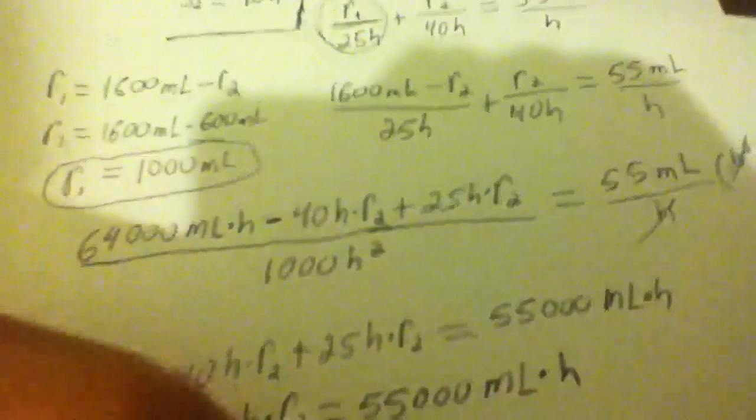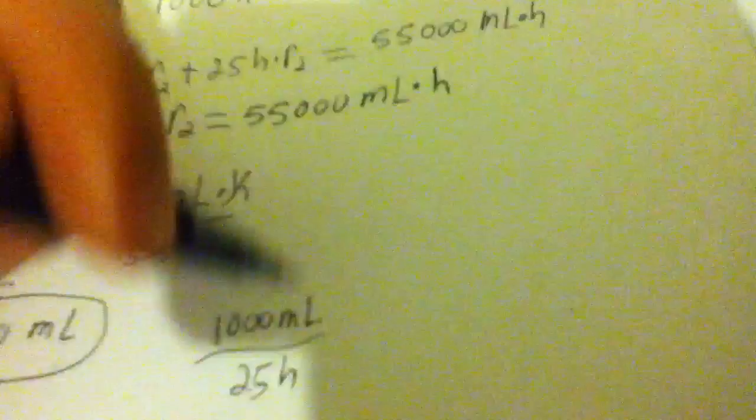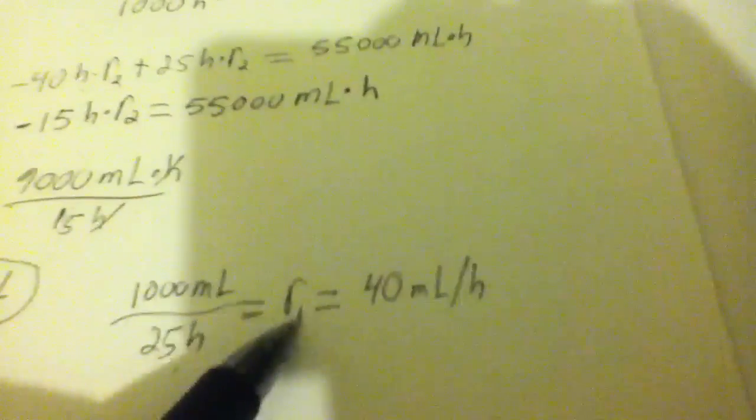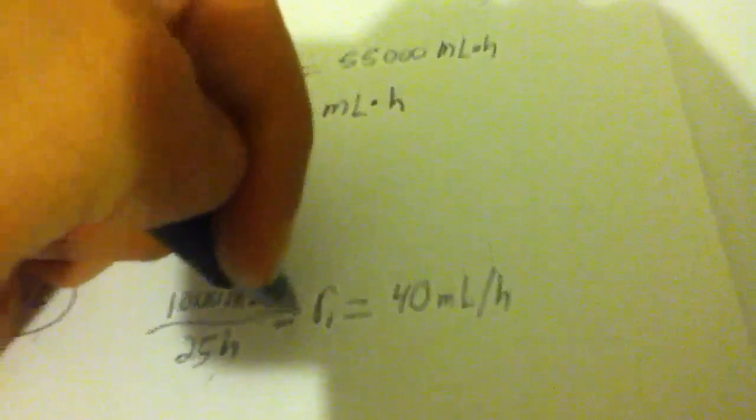So that's 1000 milliliters divided by 25 hours. Okay, so when we simplify that, let's see. So we're going to get, well, this is equal to R1, and that's equal to 40 milliliters per hour. See, the units are consistent and they make sense, because we wanted the rate of each storm. So we got a rate here, milliliters per hour. That's a rate. So that's rate 1.